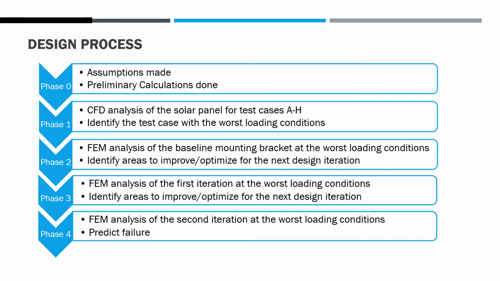Phase 1 was CFD analysis on the solar panel test cases from the previous slide, and this identifies the loading conditions. So I identified the case with the worst loading conditions, and then I used that for phase 2, in which I did the FEM analysis of the baseline mounting bracket and identified areas to improve for the first design iteration. In phase 3, I improved the geometry based on the results from phase 2 and then ran the analysis again, identified areas to improve the design again for iteration 2. And in phase 4, I made those changes from phase 3, ran the analysis again, and then predicted when the bracket would fail.